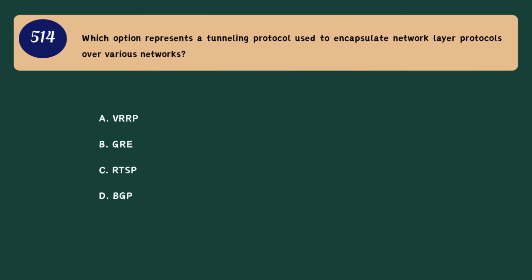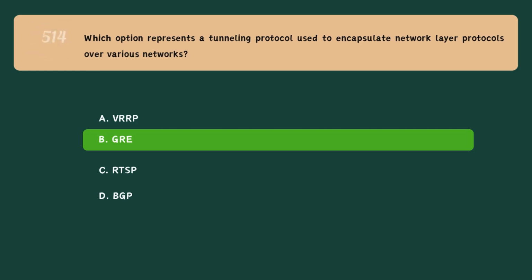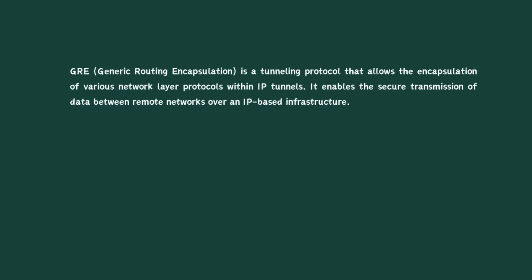Question 514. Which option represents a tunneling protocol used to encapsulate network layer protocols over various networks? A. VRRP. B. GRE. C. RTSP. D. BGP. Correct answer. B. GRE. GRE, Generic Routing Encapsulation, is a tunneling protocol that allows the encapsulation of various network layer protocols within IP tunnels. It enables the secure transmission of data between remote networks over an IP-based infrastructure.